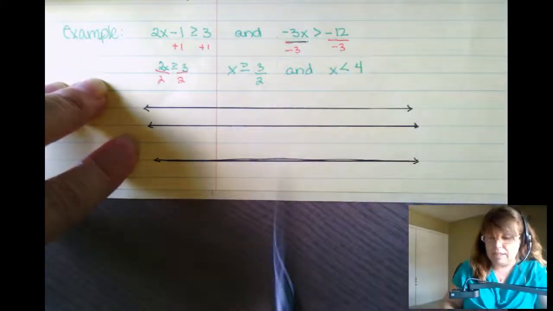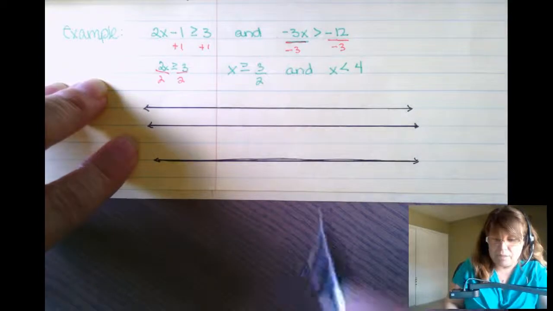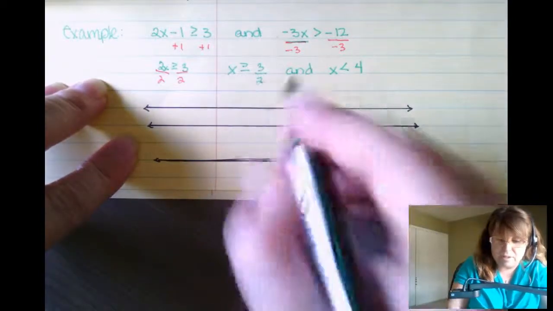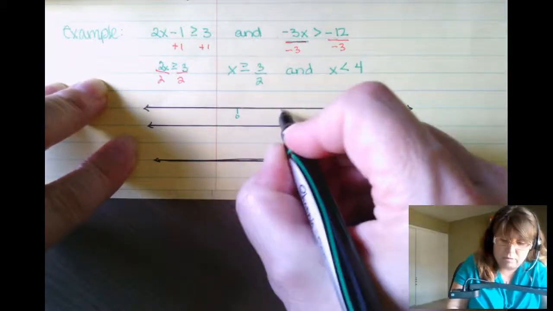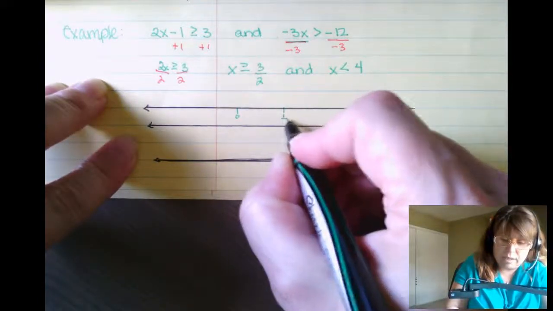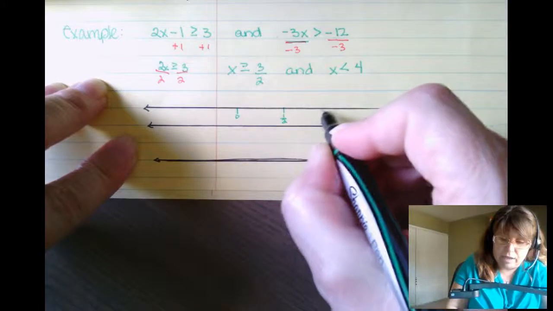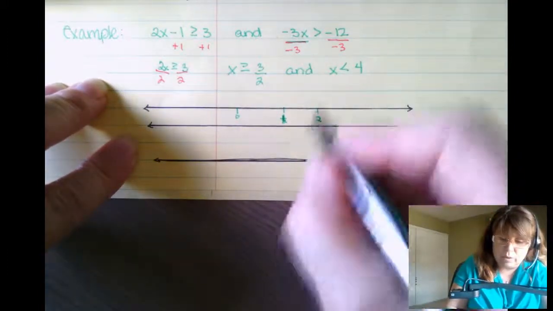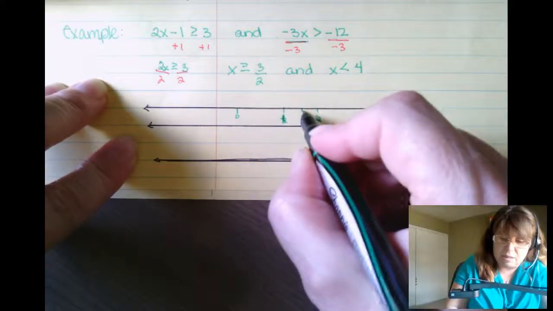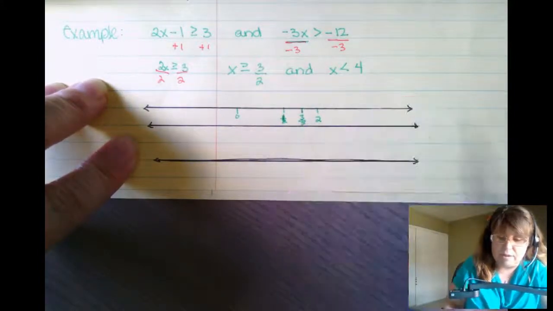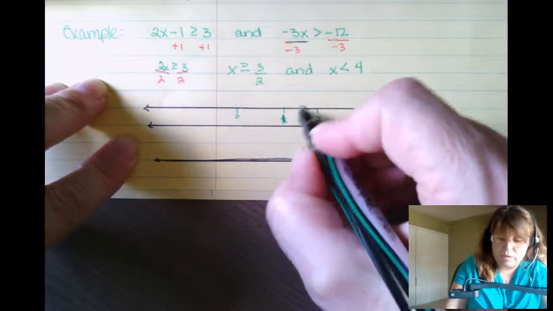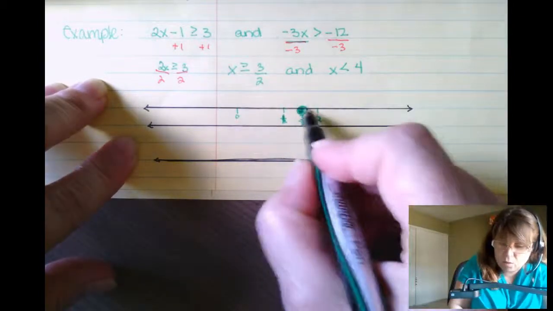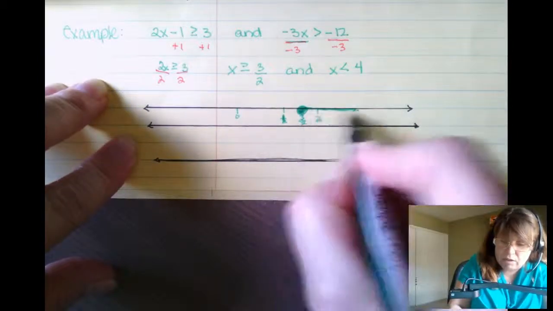So let me graph these each individually. So x is greater than or equal to 3/2. So I'm just going to mark down 1/2, and let's say that's 1, let's say that's 2, and 3/2 is going to be right here. It equals 3/2, so it is a solid circle, and it's everything greater than.